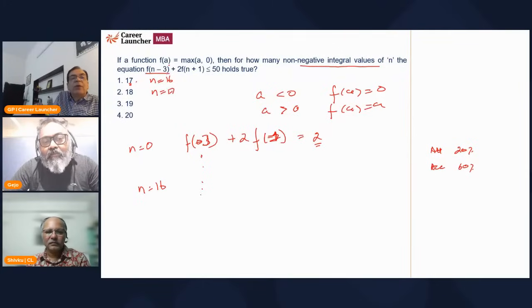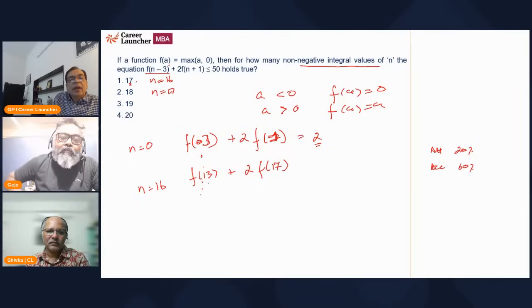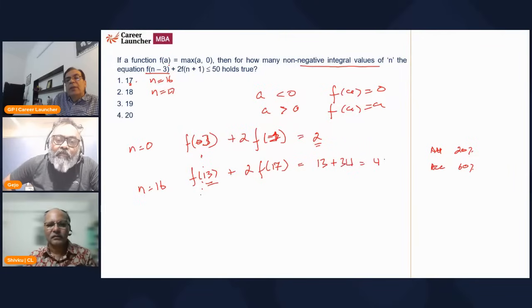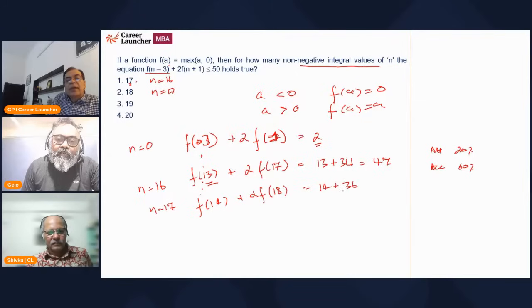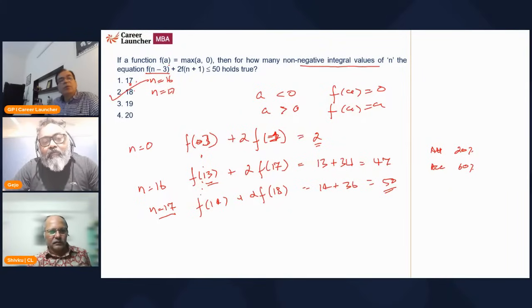For n equal to 16, what does this become? This becomes f of 13 plus twice of f of 17. F of 13 will be 13 plus 34, 47. So I still have space. Check for n equal to 17. N equal to 17 will become f of 14 plus twice of f18. So 14 plus 36, 50. 50. Greater than equal to 50. So n has to be 17. Answer has to be 2.